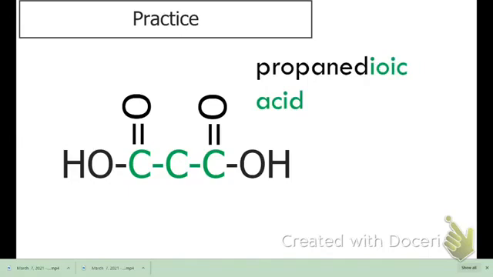All right, since they got carboxylic acids on either side, it doesn't matter which one is number 1. So we'll just call this 1, 2, 3. Propane, because it's a 3-carbon. And we leave the E because there's more than one carboxylic acid. There are 2, which is the dioic and the acid.